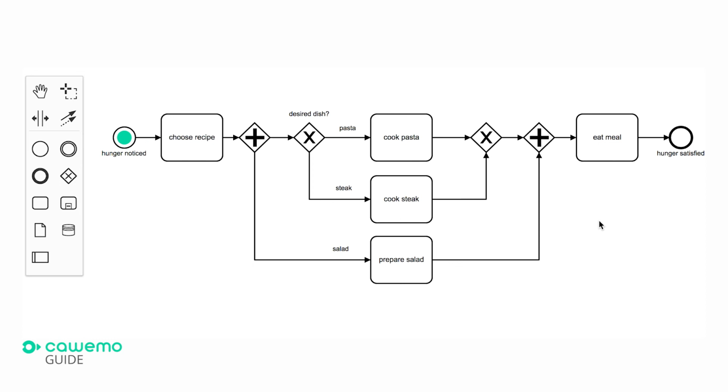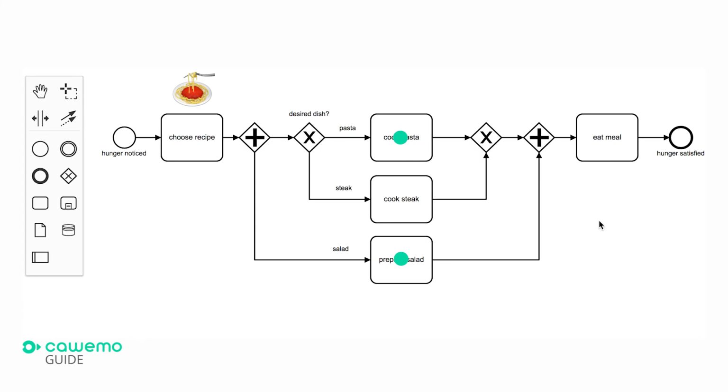Our token is born when our hunger is noticed and moves to the choose recipe task. Here we choose a recipe, one out of 2 main dishes. Today, let's go with pasta. At our gateway, a token emerges for each path leaving it. So now we have 2 tokens that are following the process path at the same time, in parallel. One token moves to the XOR gateway and then follows through the pasta path, because we chose pasta in the beginning task, and the other token flows to our prepare salad task.